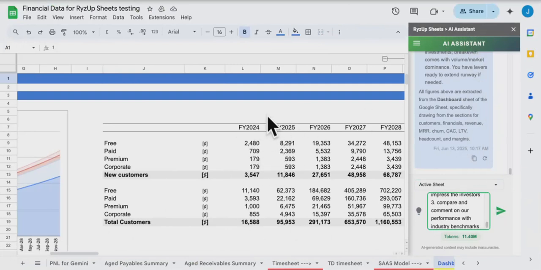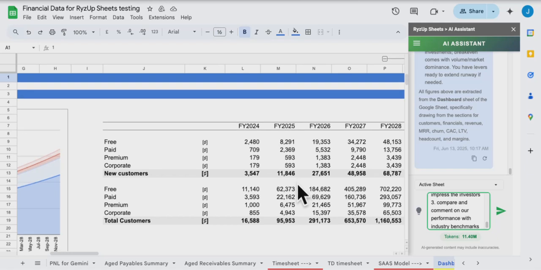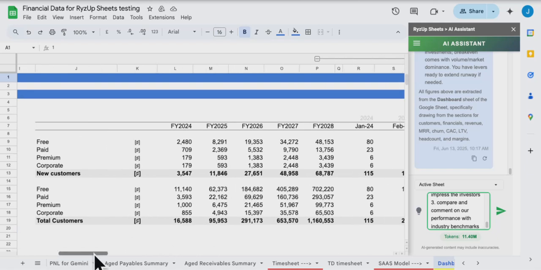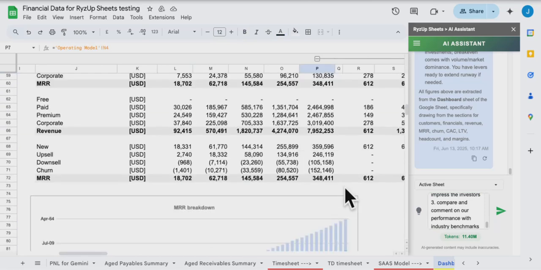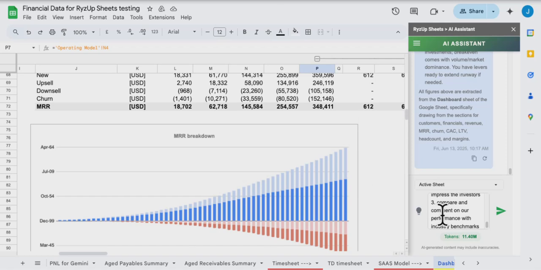In this active worksheet, we have the data of a growing SaaS company from 2024 to 2028. It has all the key metrics required to assess the performance of a SaaS company. Here, I'm going to give a prompt saying selected data is of an AI SaaS company in Singapore. Company started its business in 2024.